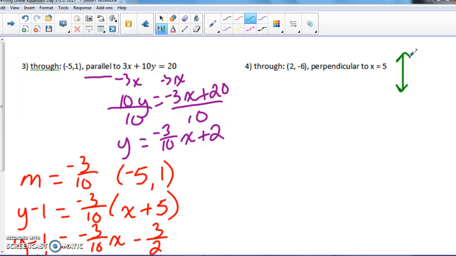So all I have to do in this case is look at my coordinate, 2, negative 6, see which one's the y value. That happens to be negative 6. So the line perpendicular here would just be y equals whatever my y value is in this point, which in this case is negative 6. So this one was a slightly special case because we were talking about special lines, meaning vertical and horizontal lines. Okay, flip on the back.